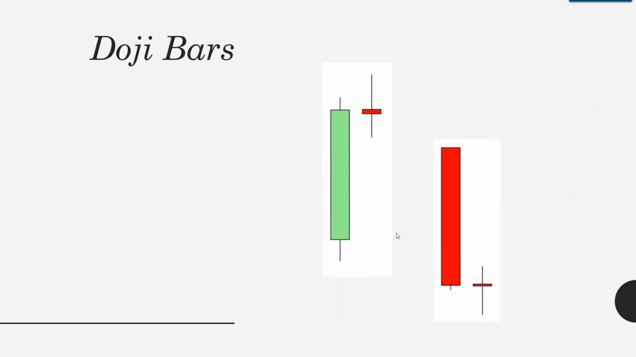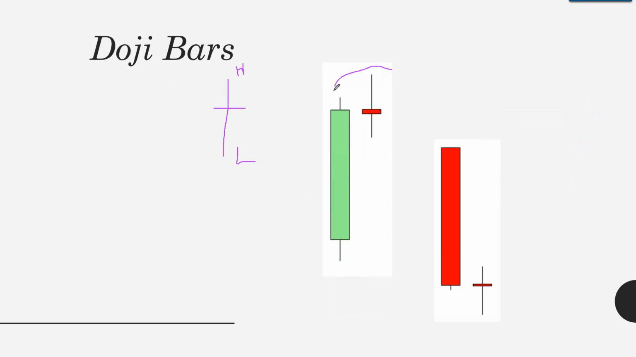Now the doji bars, and we don't always get the perfect doji. The perfect doji is actually when it looks like this. Okay, that's a perfect doji. If this was a high or if it was a low, this would be a great doji.